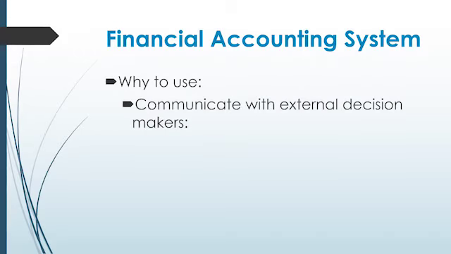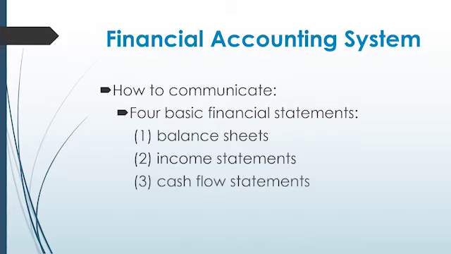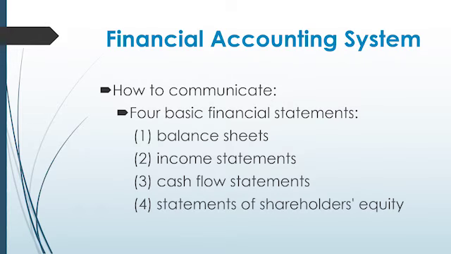You may want to ask why we use a financial accounting system. We use it to communicate with external decision makers, such as shareholders, investors, creditors, suppliers, and customers. How do we communicate with different parties? We use the following four basic financial statements: balance sheets, income statements, cash flow statements, and statements of shareholders' equity.